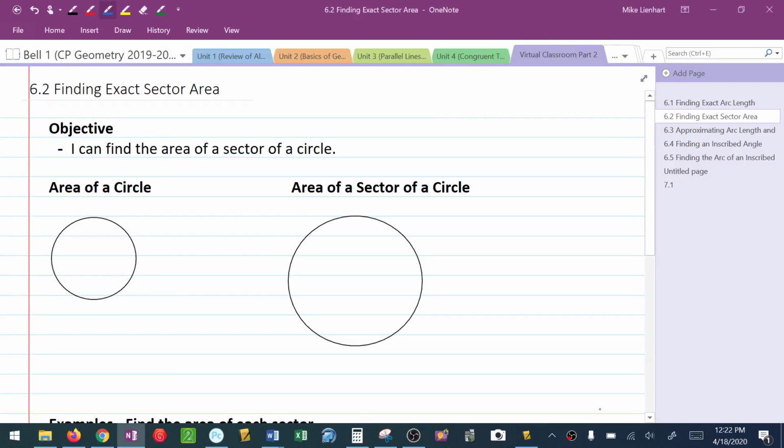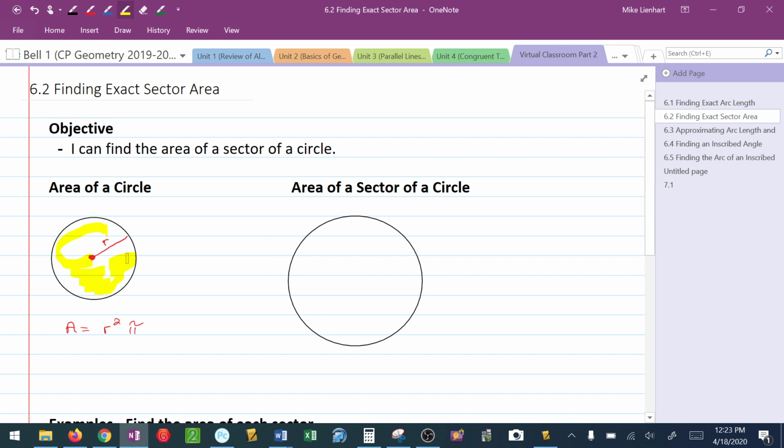This video is about finding the area of something that is called a sector. Now, in the past, we already learned that we can find the area of a circle as long as we know the radius, and that area of a circle is going to be r squared times pi. Remember, our units there are units squared. So that area that we are calculating actually represents the area of the entire circle, everything inside.